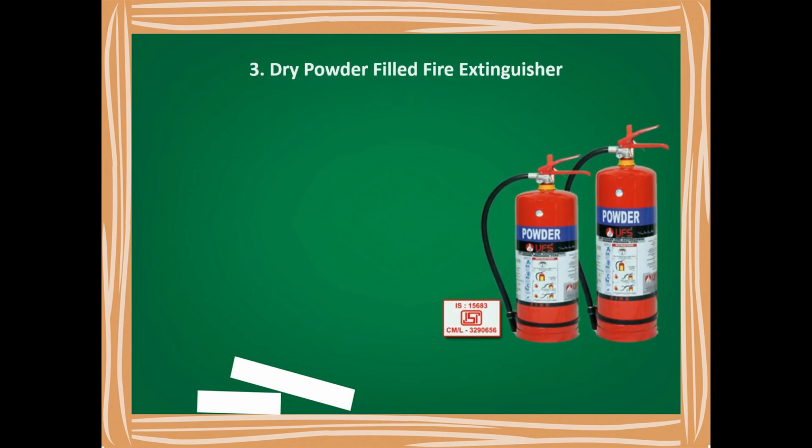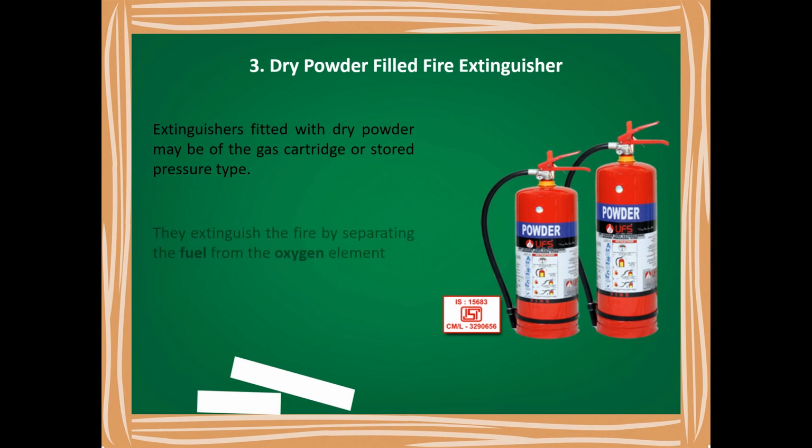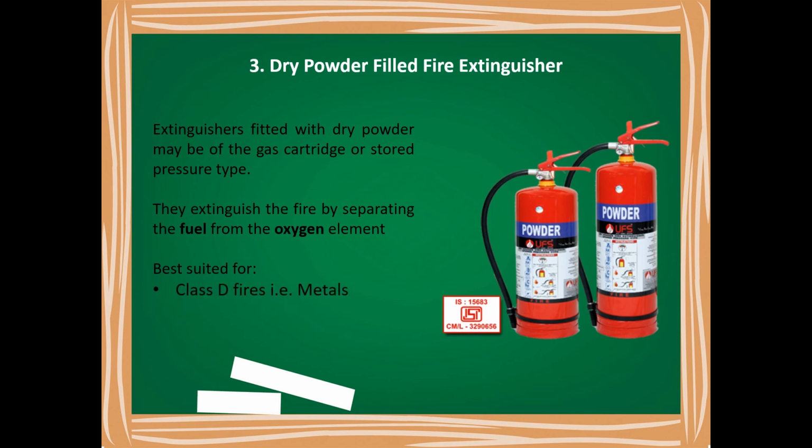Dry powder filled fire extinguisher. Extinguishers fitted with dry powder may be of the gas cartridge or stored pressure type. They extinguish the fire by separating the fuel from the oxygen element. Best suited for Class D fires, that is, metals. Useless in all other types of fire.